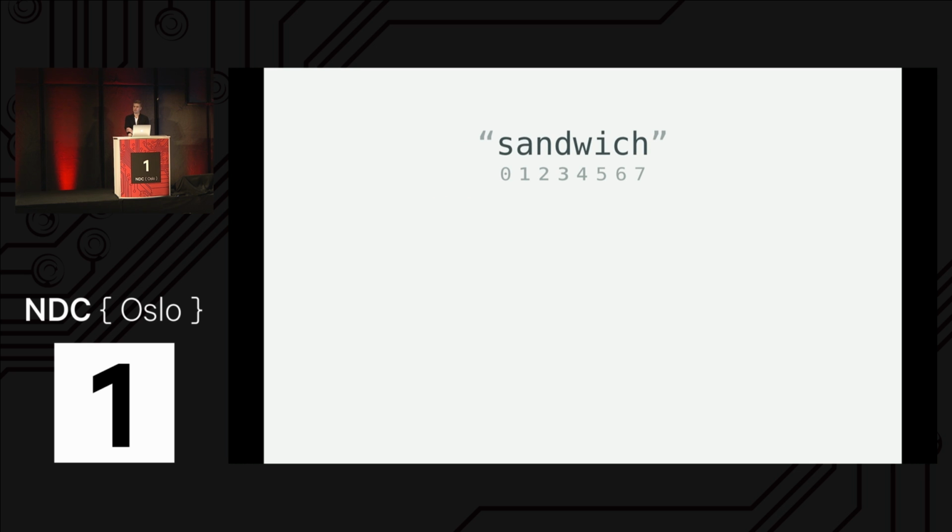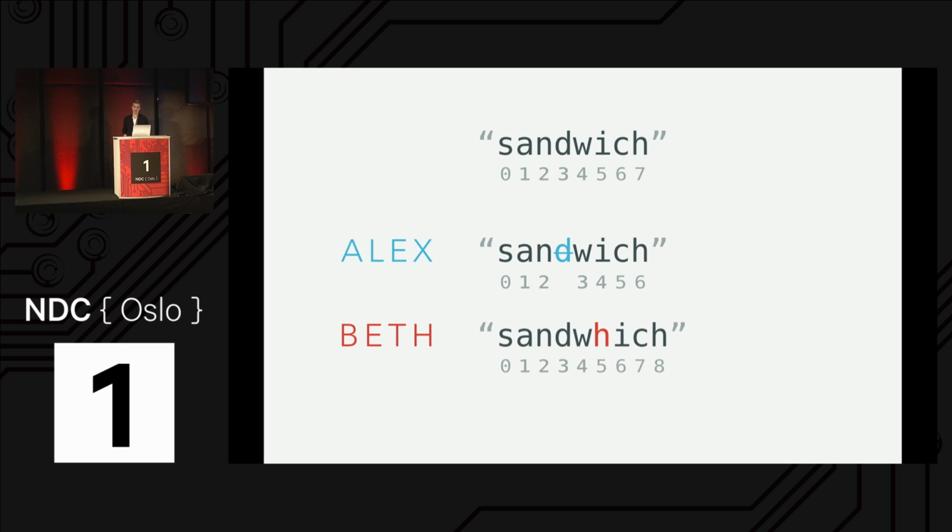So if we were trying to think about some different ways that Alex and Beth could make changes to this document in isolation from each other, we might try this scenario. So let's say Alex and Beth both started off with this document. It said sandwich. Then they both lose internet connectivity for a little while, and during that time, Alex removes the letter D from his copy of the document. Beth adds a letter to her copy of the document. She inserts the letter H at index 5.